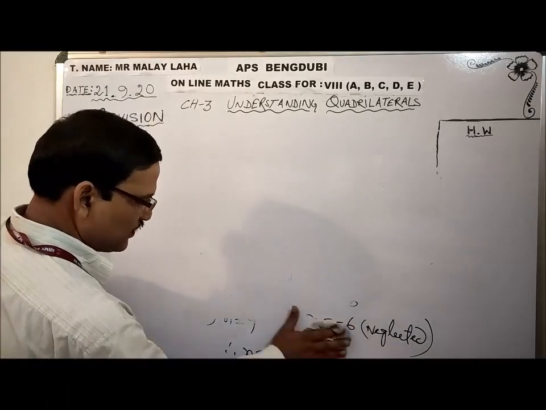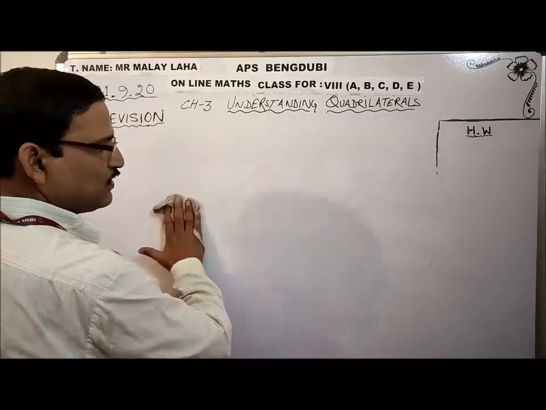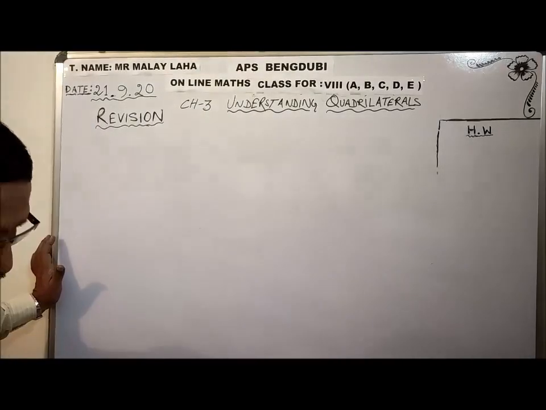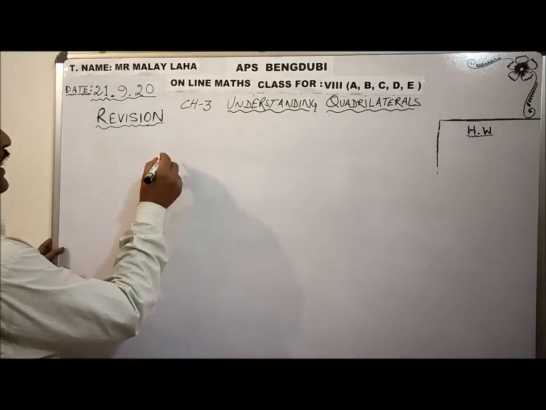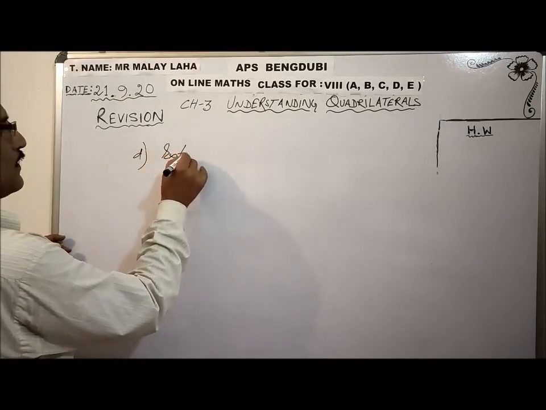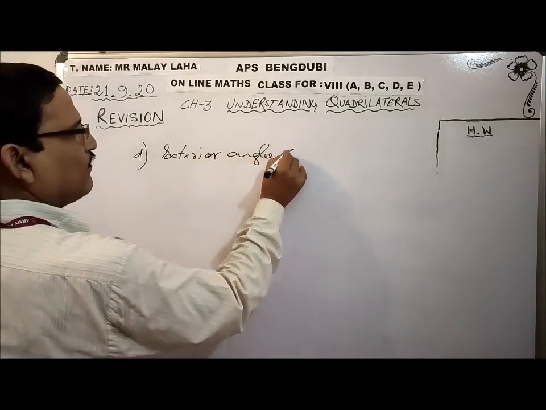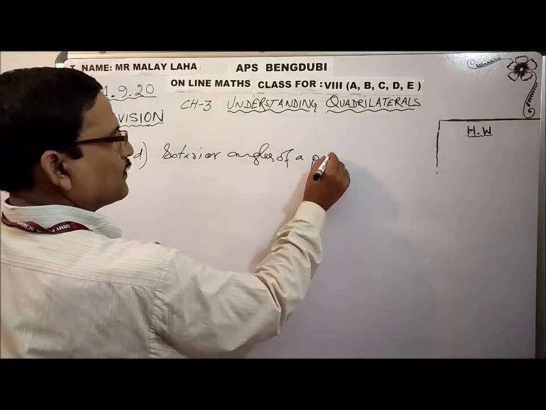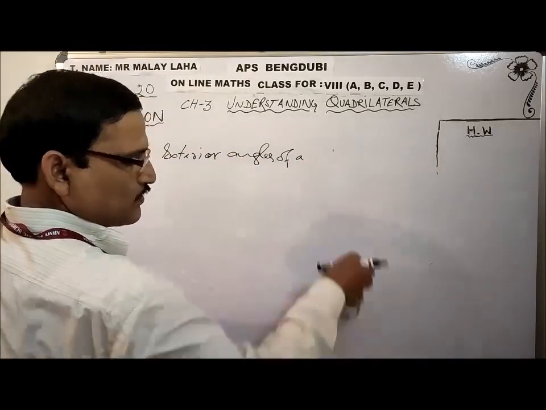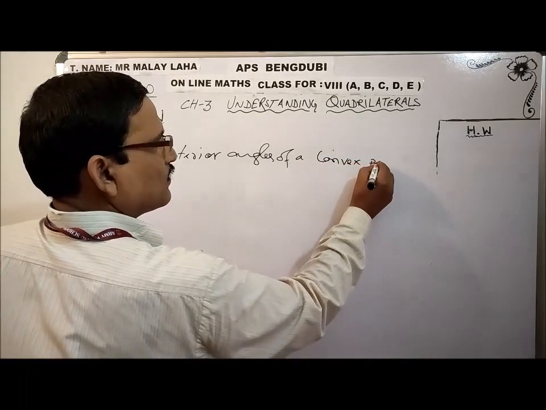Now exterior and interior angle. Exterior and interior angle of this figure. Clear? How do you find out exterior, interior? Next is the exterior angle of a polygon. Convex polygon. You have to name it. Always we are talking about convex polygon.